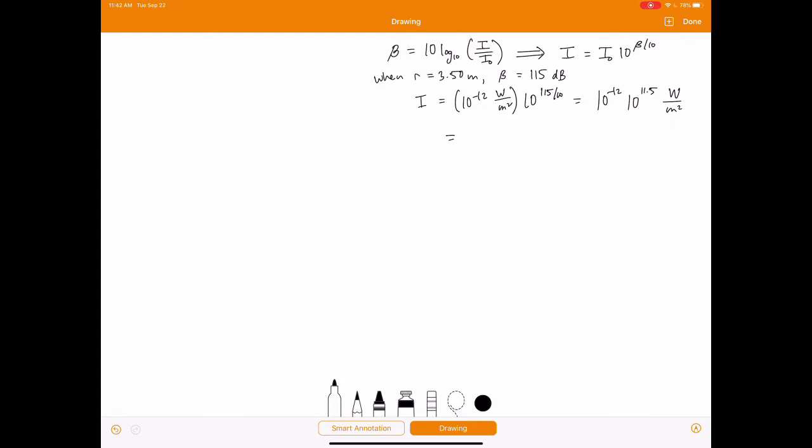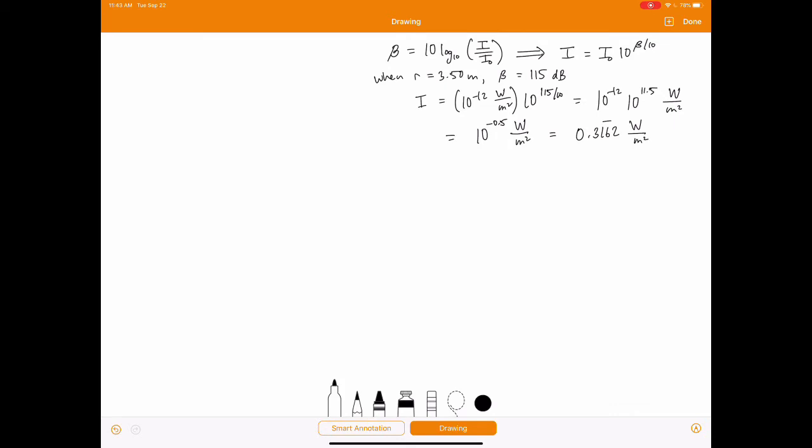Okay, so we've got the minus 12 power. We've got the 11.5 power. We add those together to get minus 0.5, so 10 to the minus 0.5 watts per square meter, I should say. And this works out to 0.3162. We're going to keep 3 sig figs because the value of β that went into this was to 3 sig figs. And then we have watts per square meter.